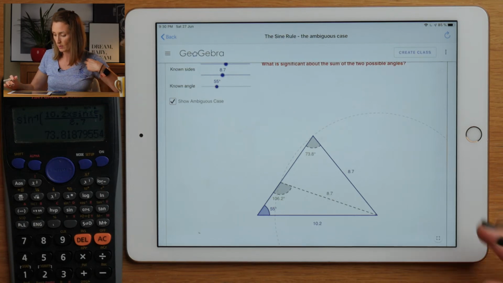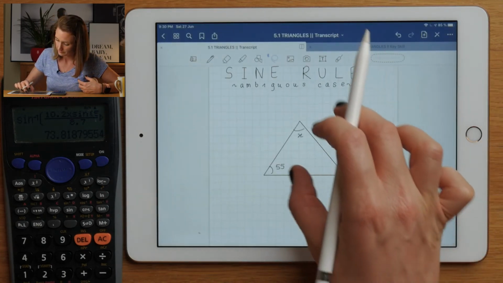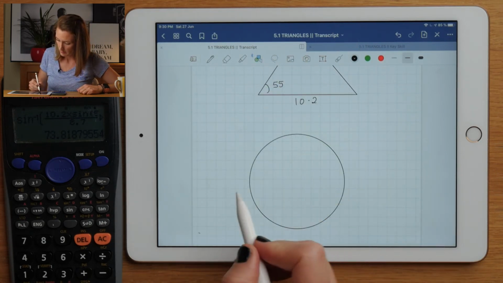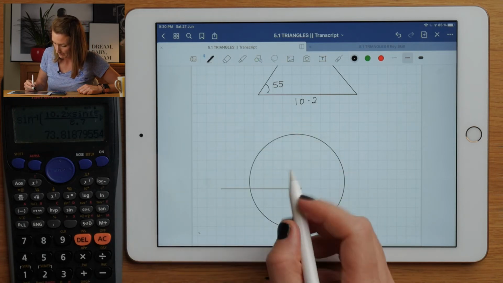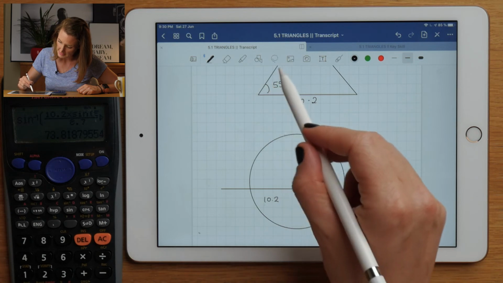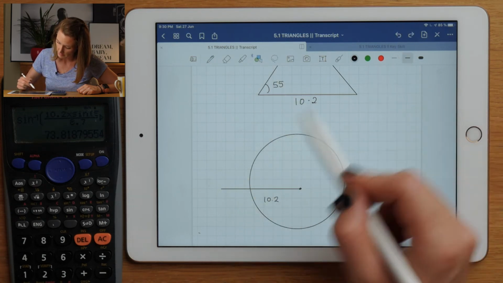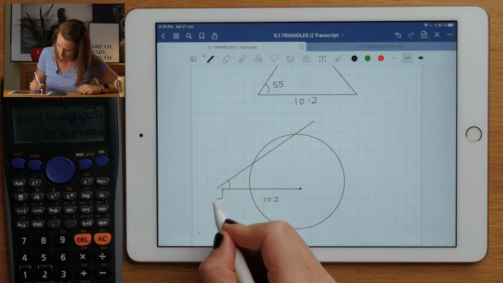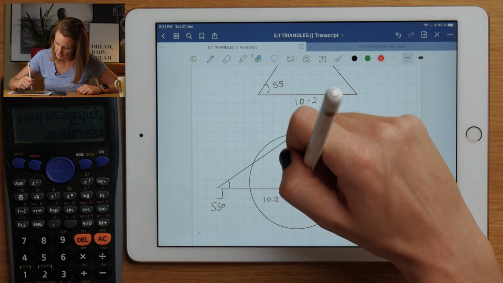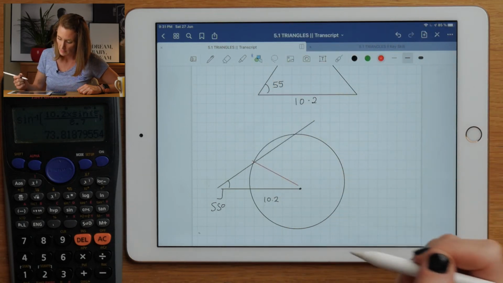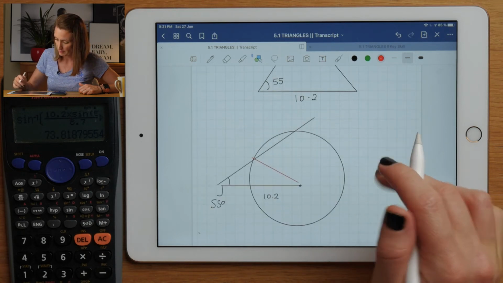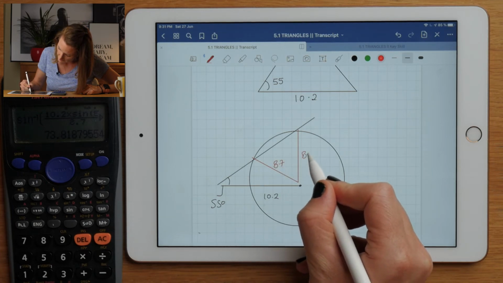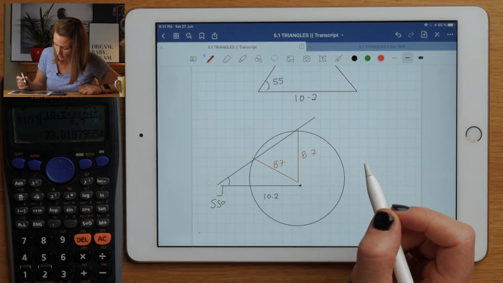Now, if we think about it like that, if we draw a circle, we've got our 10.2 here. We're setting this line off here at a 55-degree angle. You've got two options here. It could have been here, so obviously this circle would have to have a radius of 8.7, or it could have been here. So there's two possibilities.